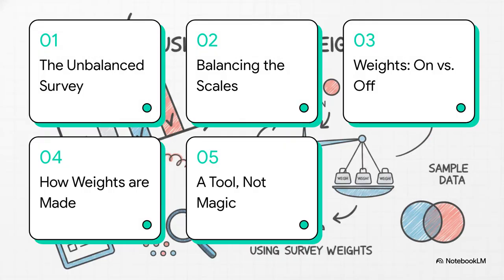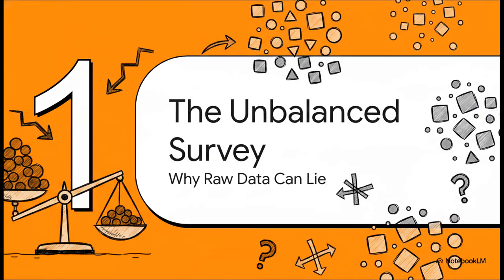So here's what we're going to cover. First, we'll dig into this unbalanced survey problem. Then, we'll see how weights help us balance those data scales. We'll do a practical walkthrough of how to turn weights on and off, peek under the hood at how they're calculated, and wrap up by talking about why they're a powerful tool, but not some kind of magic wand.